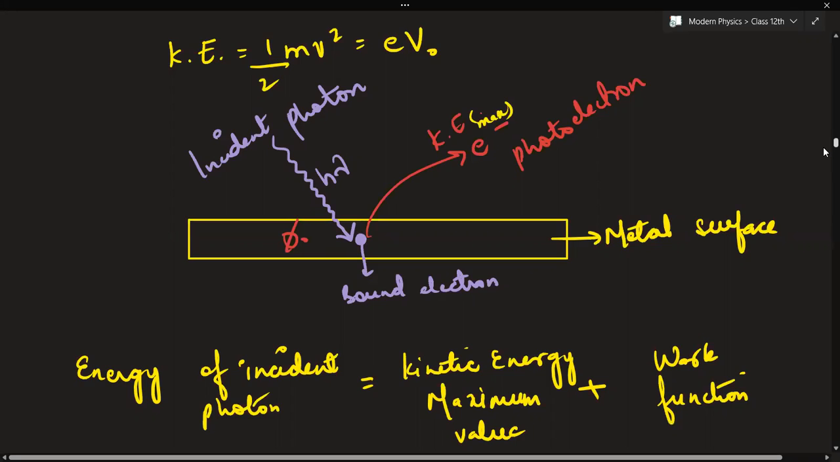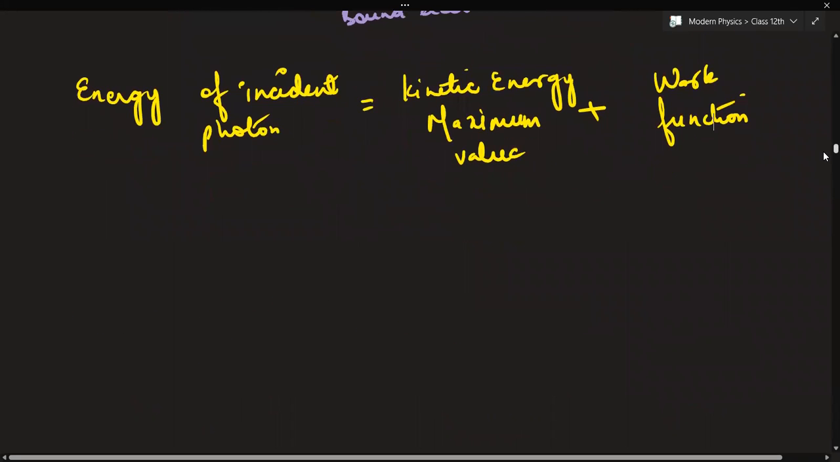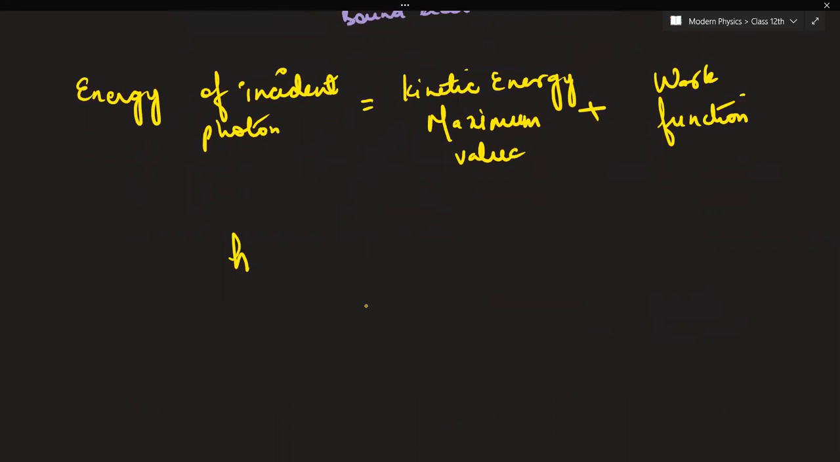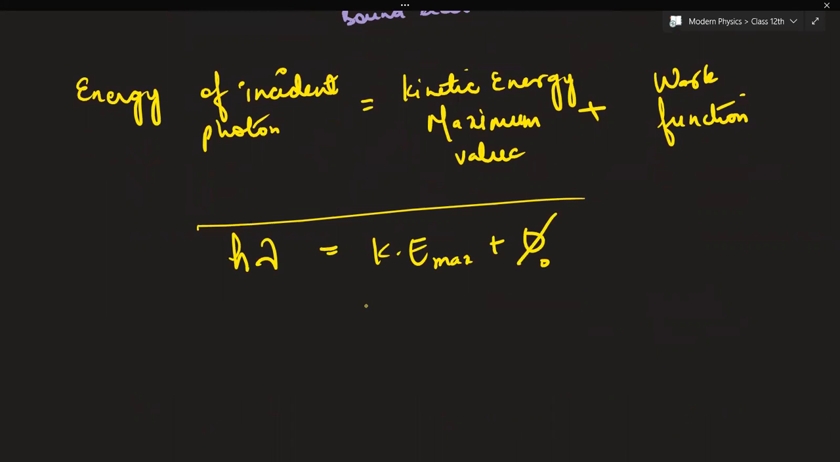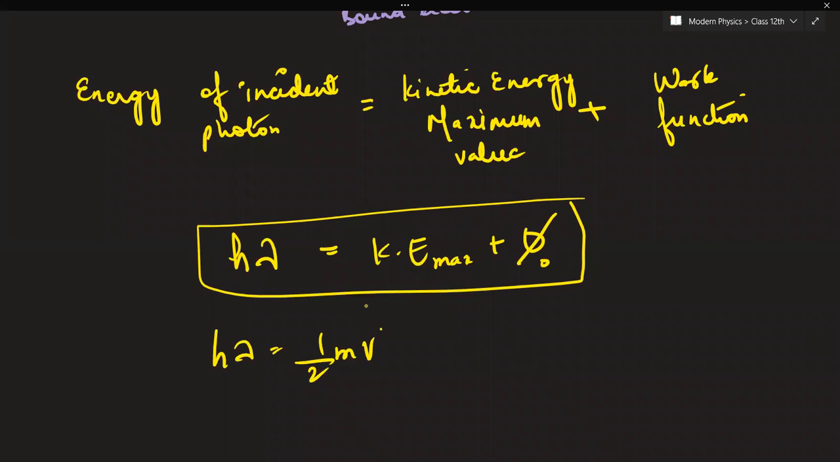Now see, you can write it. Energy of incident photon, I have told you, is h nu. Kinetic energy is kinetic energy max plus work function. Now there are numerous ways to modify it and write it. I'll write it down so that it will be helpful for you in numericals. We can write this as complete half mv square as well: half mv square plus work function.